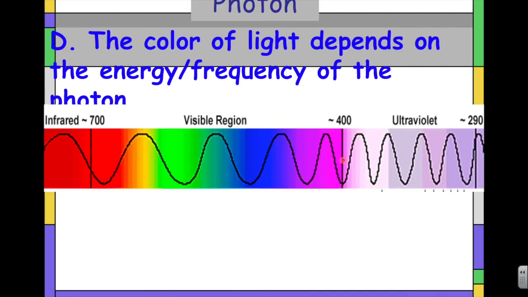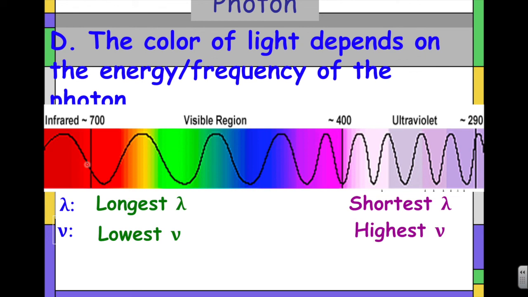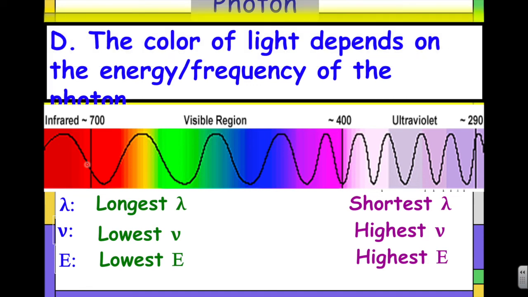So the color of light depends on the energy or the frequency of that photon. So the color depends on the frequency of the photon. So the red has the longest wavelength, and then violet has the shortest wavelength. Now red has the lowest frequency, but violet has the highest frequency, and then red has the lowest energy, and then violet has the highest energy. Okay? Remember, you have to put sunscreen on to protect you from ultraviolet light. That's because it has a high energy.